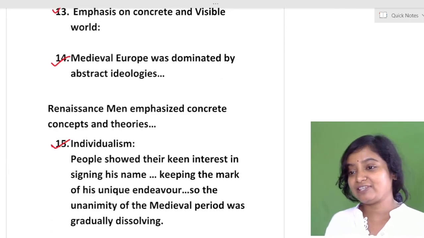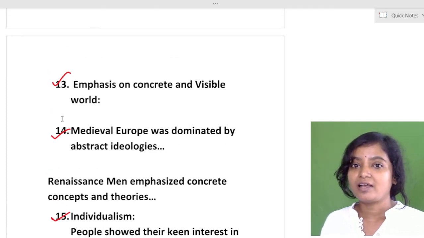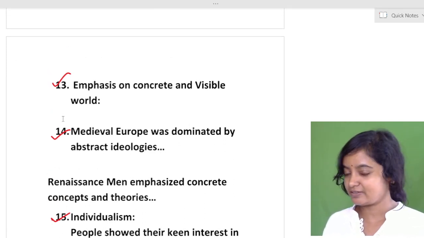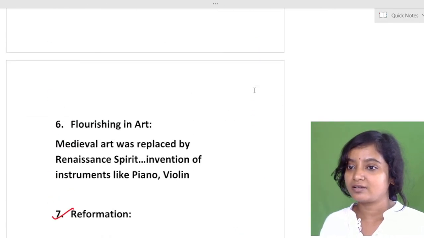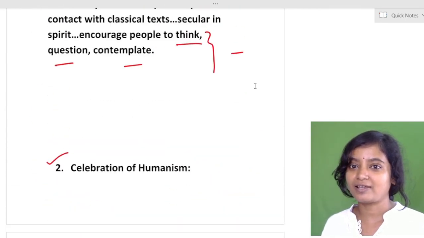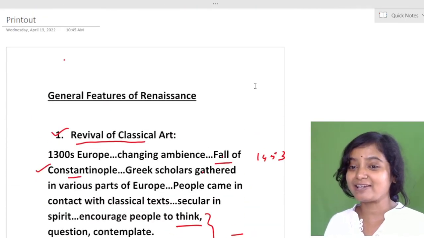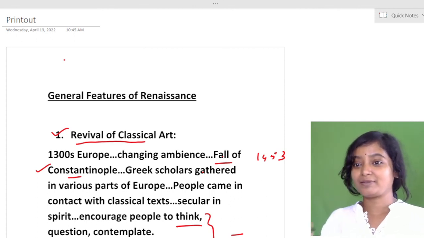Okay, so these are the 15 characteristics. Actually it is 14, and some of these characteristics are interrelated, but these are the general basic characteristics of the Renaissance period. And in our next video we will talk about Italy, where Renaissance first appeared, and why Renaissance first appeared in Italy.